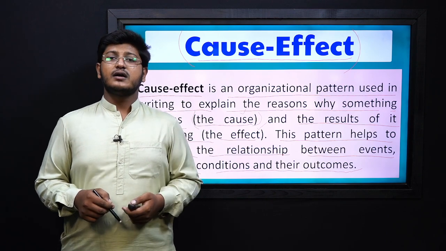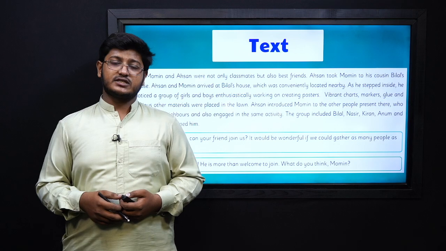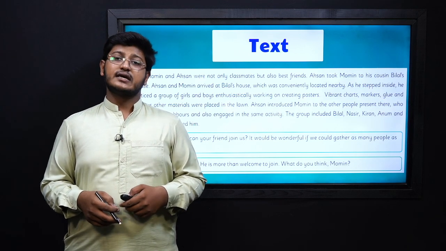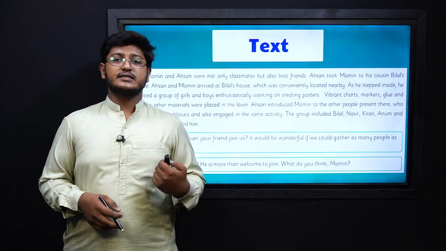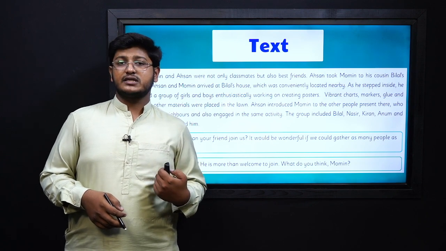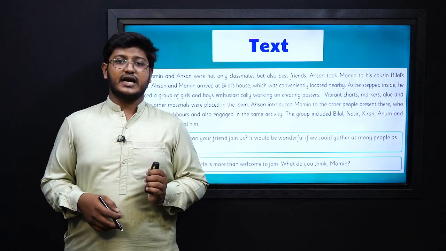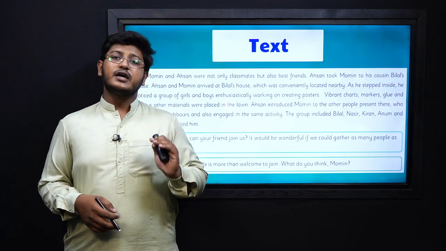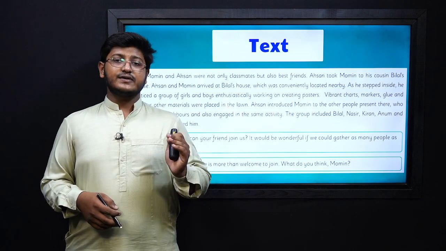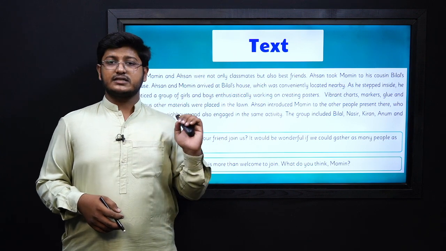So this is how the cause and effect relationship is found in written or spoken text. So let's find out. Here is the text of the lesson. In this we will learn how ideas are organized, how the organizational pattern of ideas is used in the text, and how the cause and effect relationship is found in this dialogue.